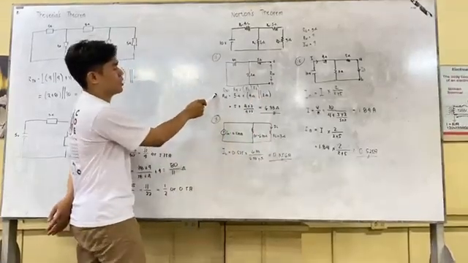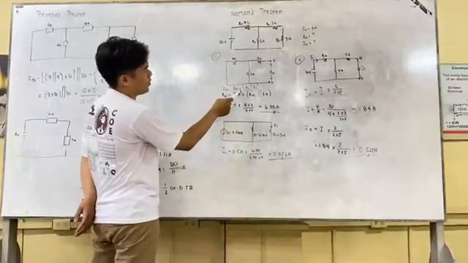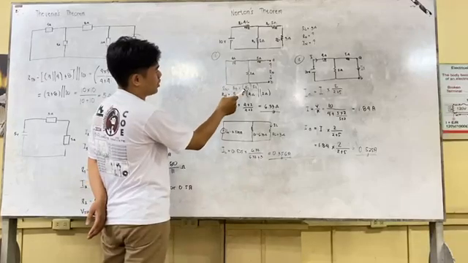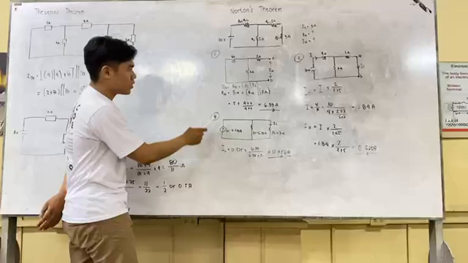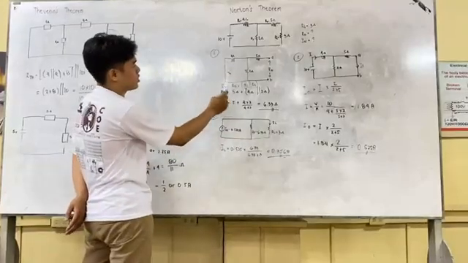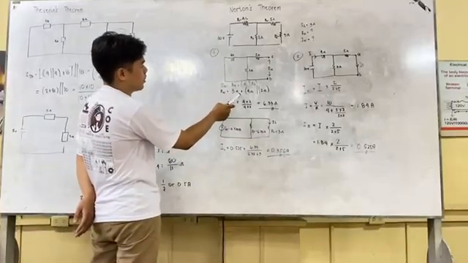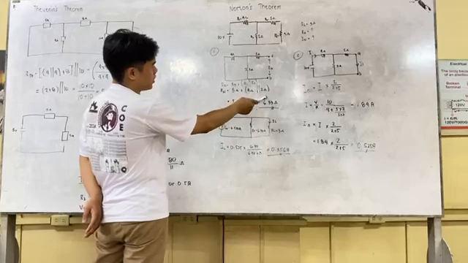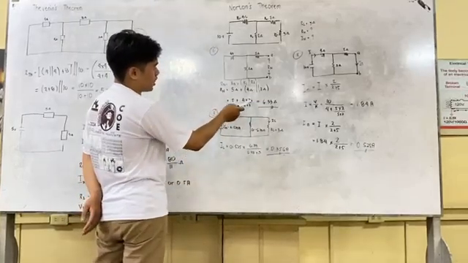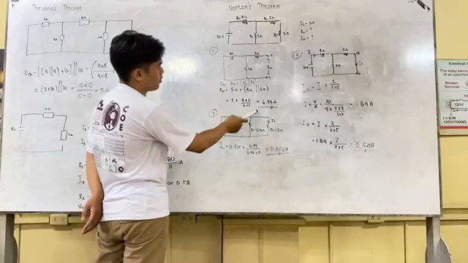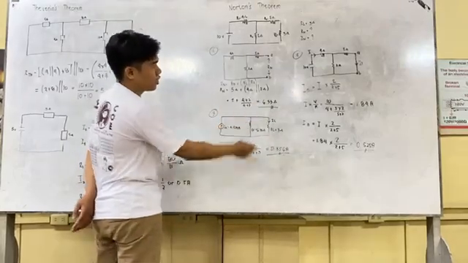So the formula for RN is R3 plus open parenthesis R1 parallel to R2 close parenthesis. To substitute the values, we have 5 ohms plus 4 ohms parallel to 2 ohms, which is equal to 5 plus 4 times 2 over 4 plus 2, and we have the answer of 6.33 ohms.